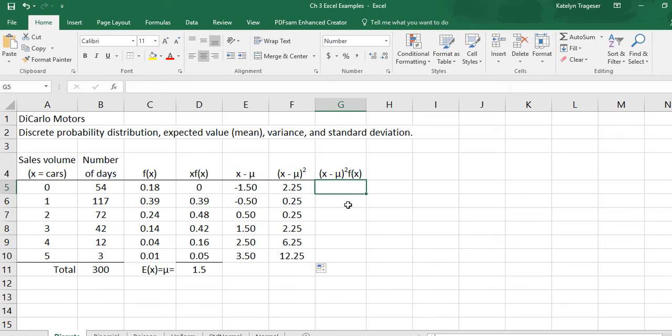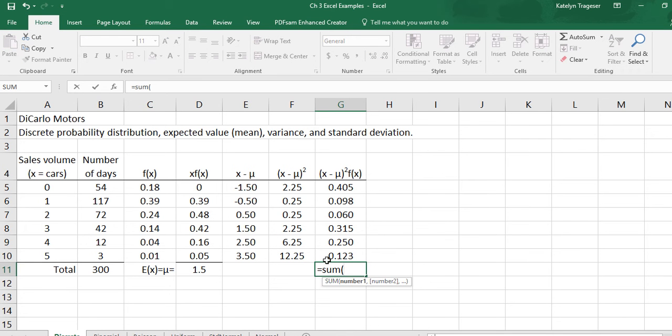And finally, our variance is this value, our squared value, multiplied by our probability distribution. So equals this times our probability distribution. So copy that down. And then finally we want the sum of all of those. And remember, that is our variance.